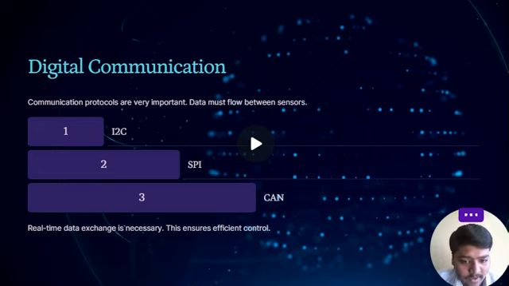Next is SPI. SPI stands for Serial Peripheral Interface. SPI is faster than I2C and also great for short distances. The third one is CAN. CAN stands for Controller Area Network. This protocol is used in automotive and industrial systems. CAN is very robust and reliable, especially over long distances.